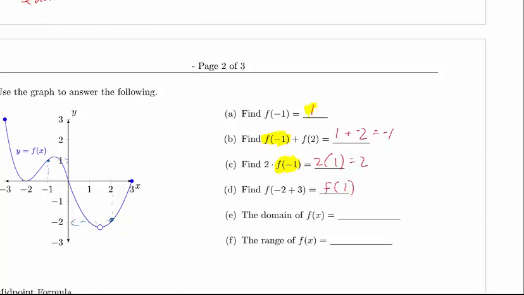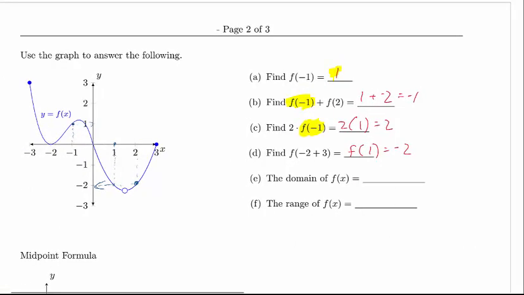So this becomes simply f of +1. So let's go ahead. We start at +1, where x is positive 1, we go down until we intercept the graph. We can see that that is also going to be negative 2. So this becomes negative 2. Alright, good so far.